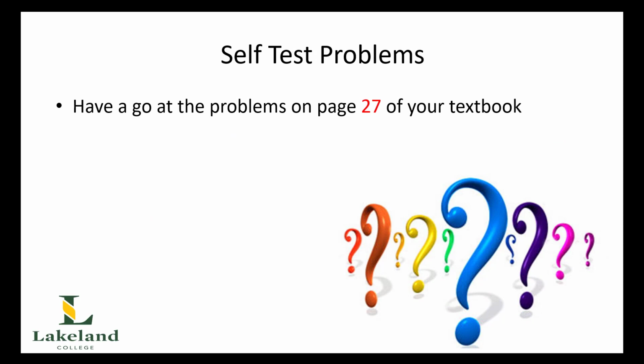So from those 2 worked examples in the previous section, have a go at the self-test problems on page 27 of your textbook. These are questions 8 and 9. So pause the video, have a go at them, see if you agree with these answers in the textbook, and if not, just hang on for the next section and I'll go through both of these questions in terms of the solution and hopefully sort out any problems that you have. Okay, so have a go at them. I'll see you back in a second.